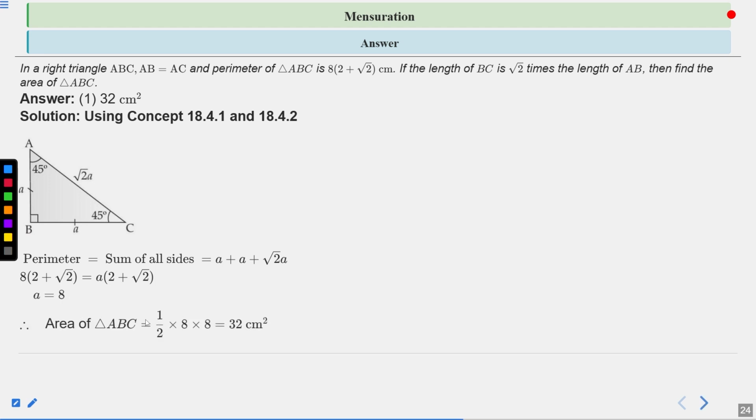Now we can calculate the area of the triangle. So the area of the triangle will become 1 by 2 into base into height, and both are 8 centimeter. So we get 1 by 2 into 8 into 8, which is 32 square centimeter. So the first one is the correct answer of this question. Next one.